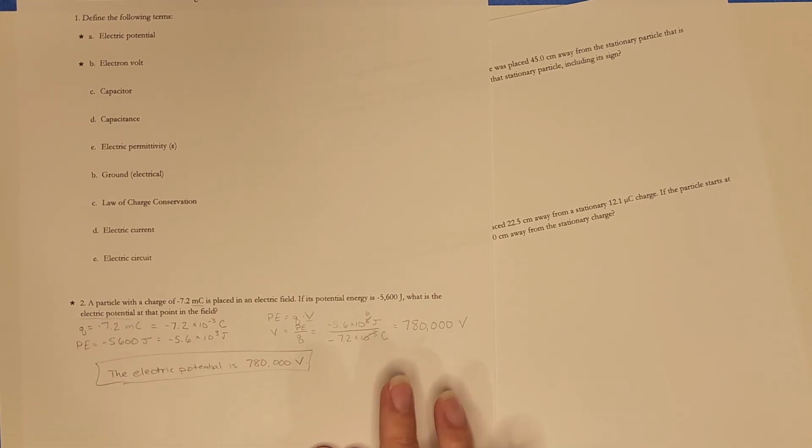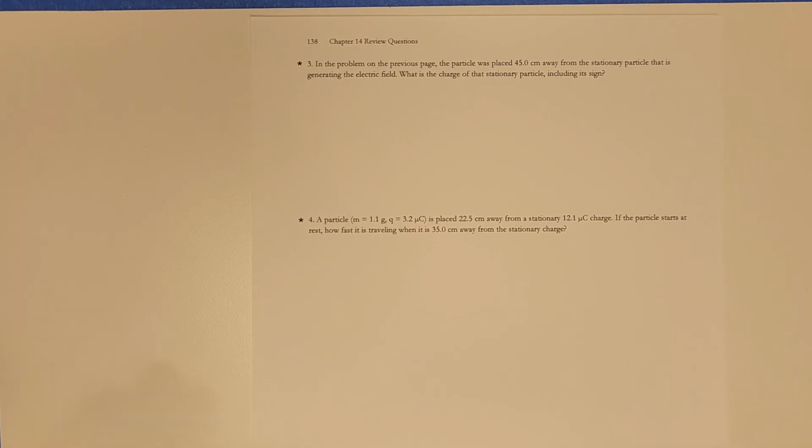For question 3, in the problem on the previous page, the particle was placed 45.0 centimeters away from the stationary particle that is generating the electric field. What is the charge of that stationary particle, including its sign? Okay, so we have all the information that we were given before and that we calculated from question 2.